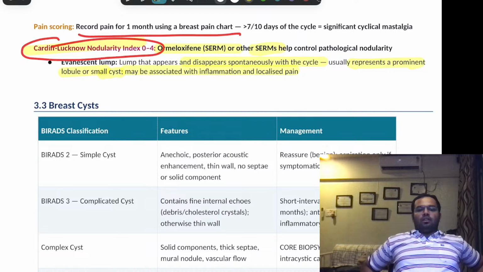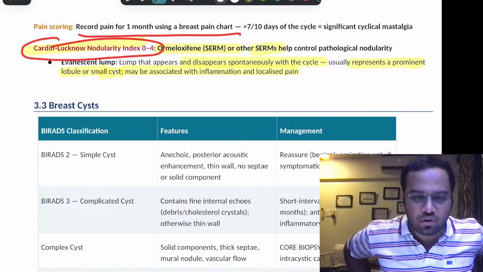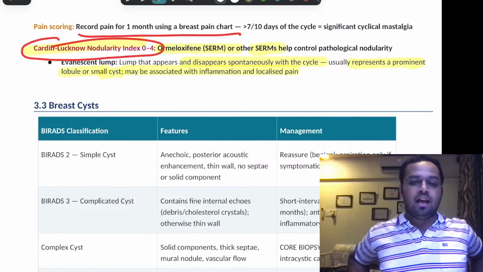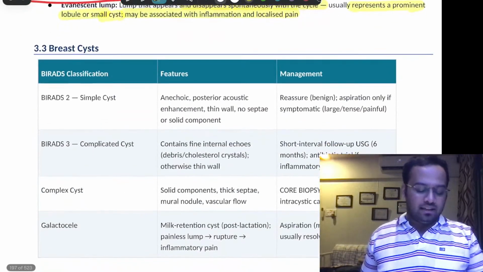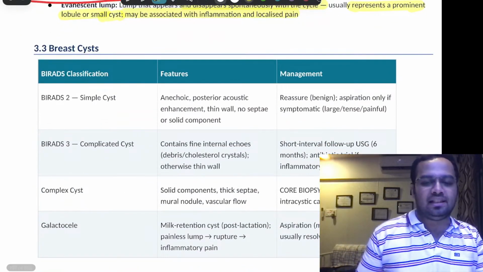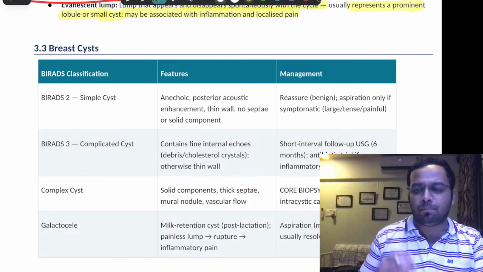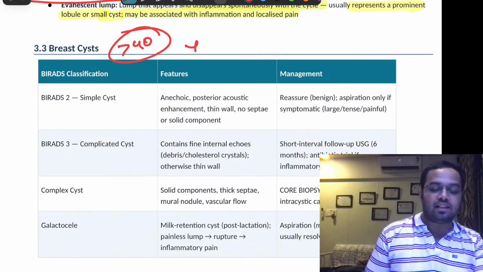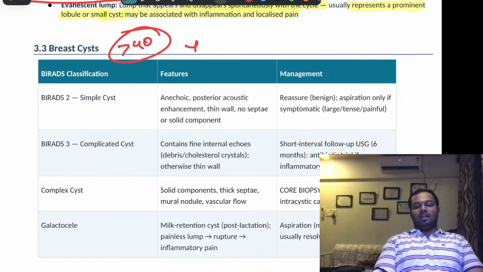Now we are going to talk about breast cysts. Earlier we saw what to do if the patient has cyclical mastalgia. Now, talking about breast cysts, the important thing is BIRADS 2. If there is any breast cyst, it is obviously seen in the postmenopausal female, so the age group will normally be more than 40. Your investigation of choice is always and always going to be mammography.